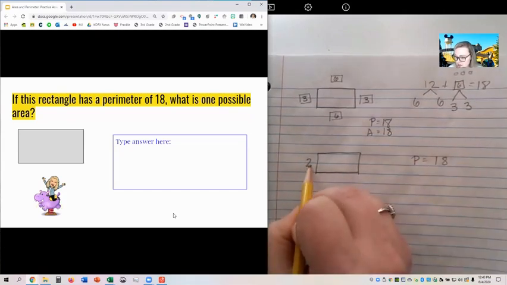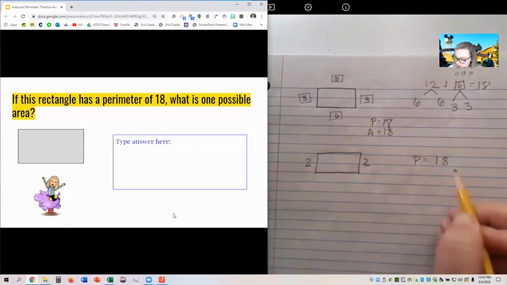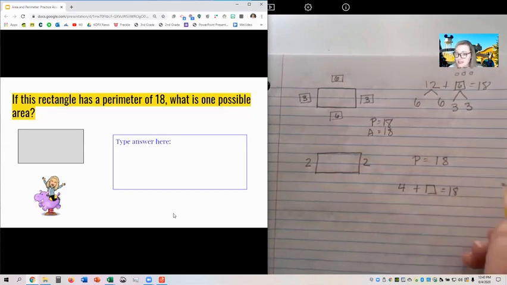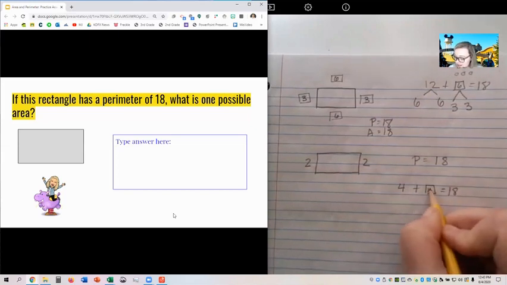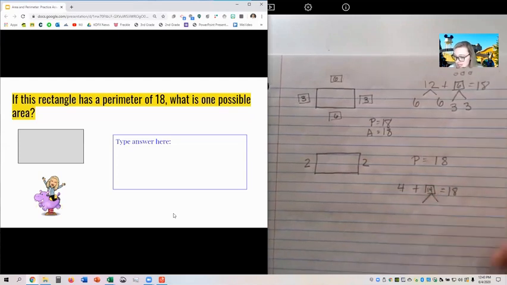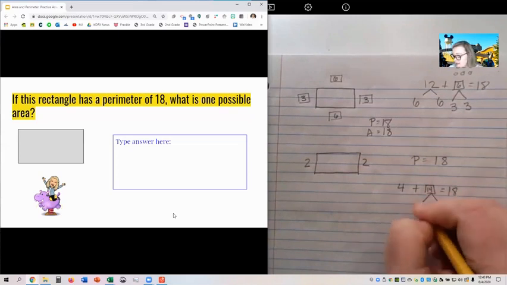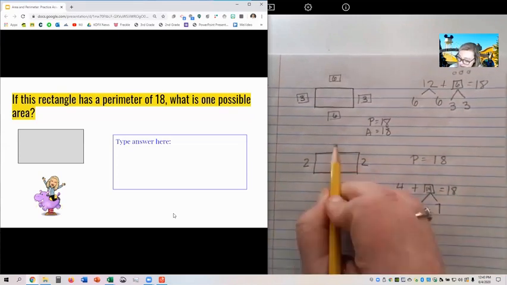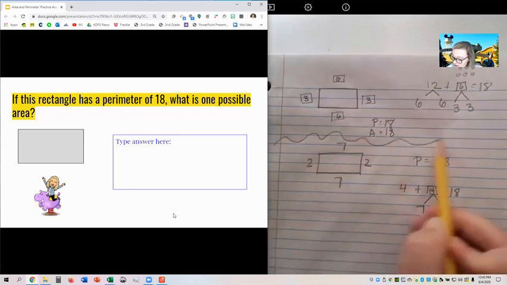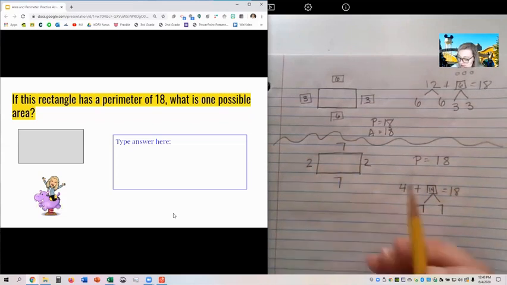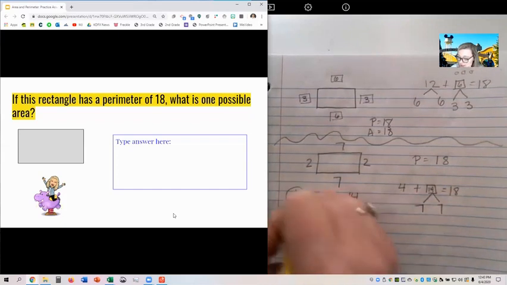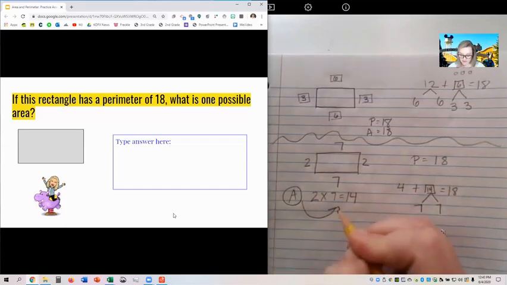What if I said 2 and 2? So 4 plus what equals 18? And you would know pretty quickly that's 14, because 18 minus 4 is 14. Now take those 14 and divide it into two equal groups and we would get 7 and 7. So a second solution would be 2 times 7 is 14. So one possible area would be 14.